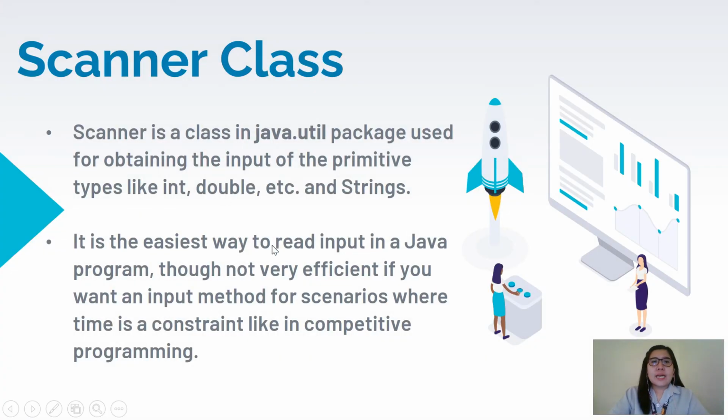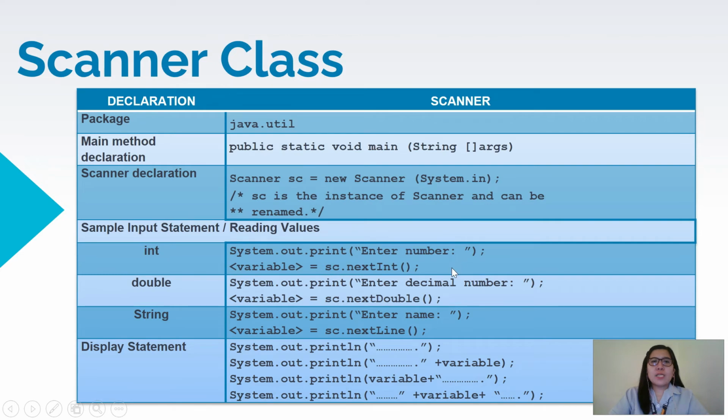Next is the Scanner class. So Scanner class is a class in java.util package used for obtaining the input of the primitive types like int, double, and others, and type strings. It is the easiest way to read input in a Java program, though not very efficient if you want an input method for scenarios where time is a constraint, like in competitive programming. So here is the table for Scanner class.